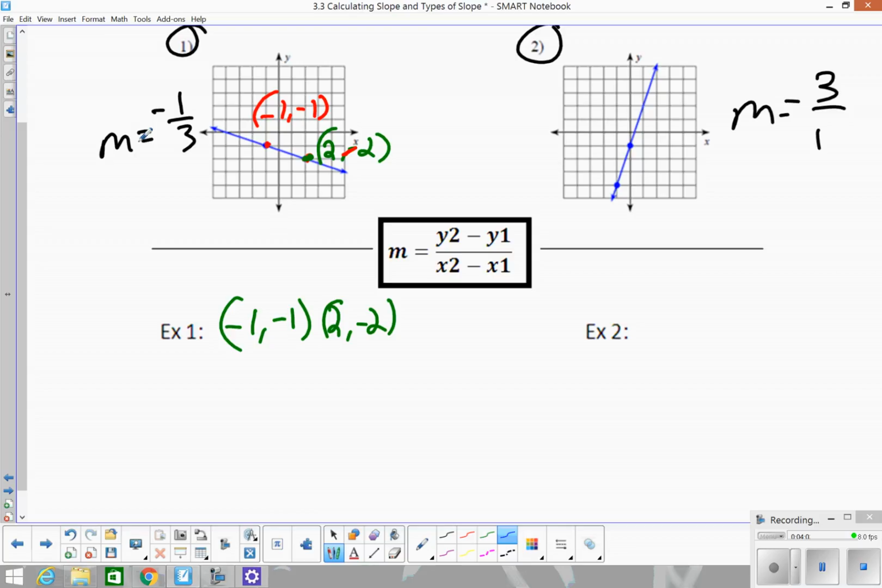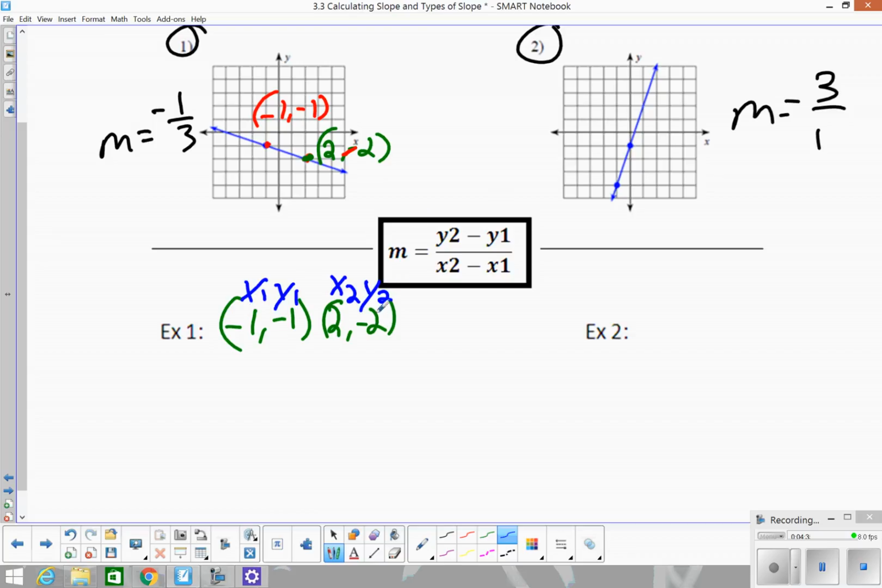The first thing you want to do is label each ordered pair. So I know I have an x and I know I have my y, in each pair. These 2's and 1's are just talking about my first ordered pair and my second ordered pair. Now, it does not matter which y you start with, but whatever y you start with on the top, you have to start with that same ordered pair on the bottom. So I'm just going to go according to the slope formula.